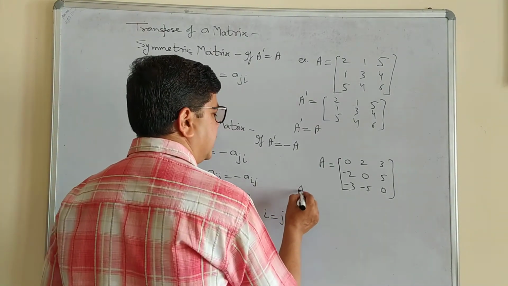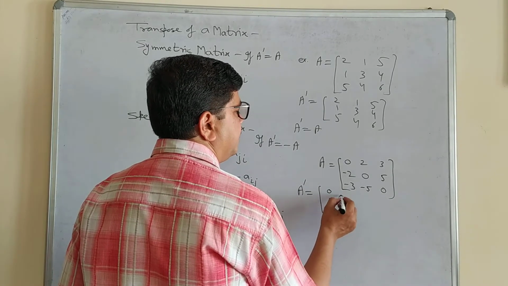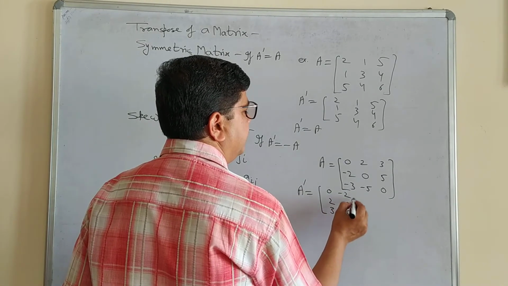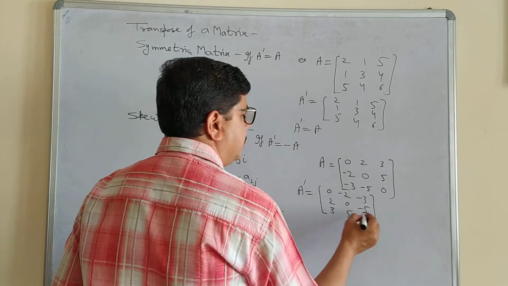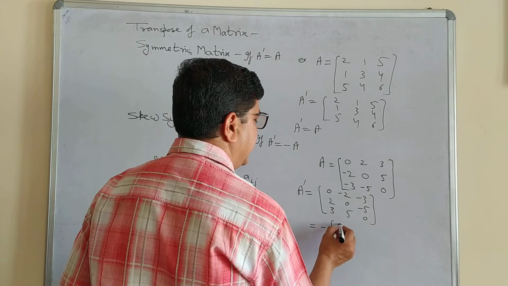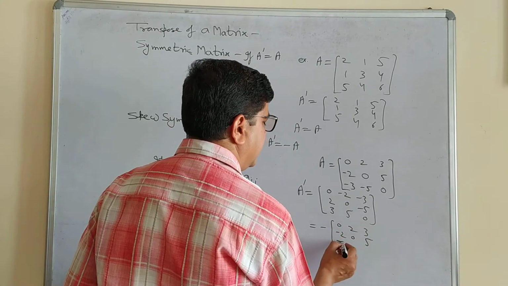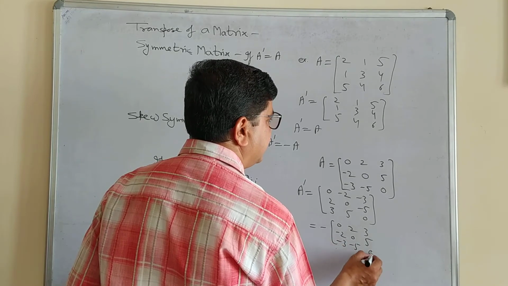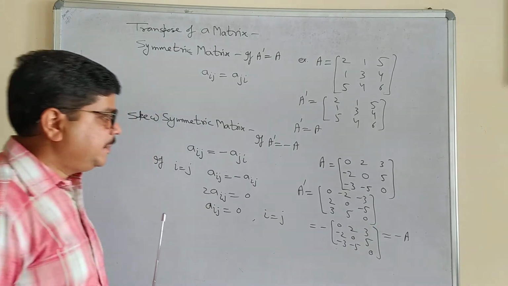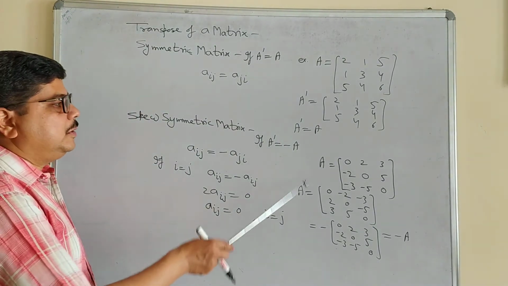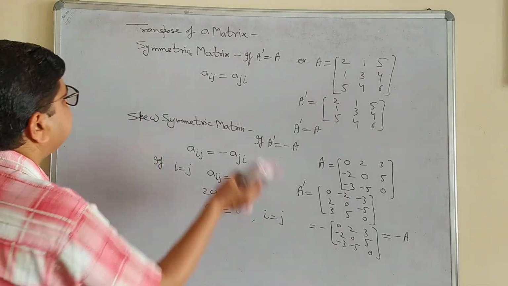If I make its transpose, first row, first column, second row, second column, third row, third column. If you take negative common, it will be 0, 2, 3, minus 2, 0, 5, minus 3, minus 5, 0. That is equal to minus A. So A transpose equal to minus A. Such a matrix is skew-symmetric matrix.